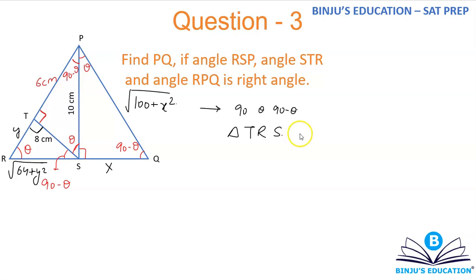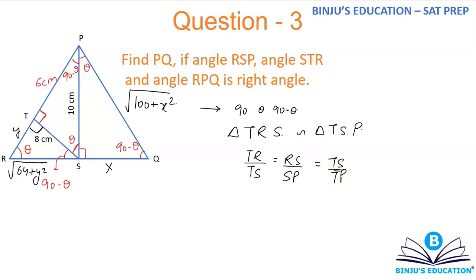I have to keep a proper chronological order, because I want the order to be 90, theta and 90 minus theta. So in PTS, 90 is T, then theta is S, and 90 minus theta is P. So I'm going to have TR divided by TS is equal to RS divided by SP is equal to TS divided by TP.